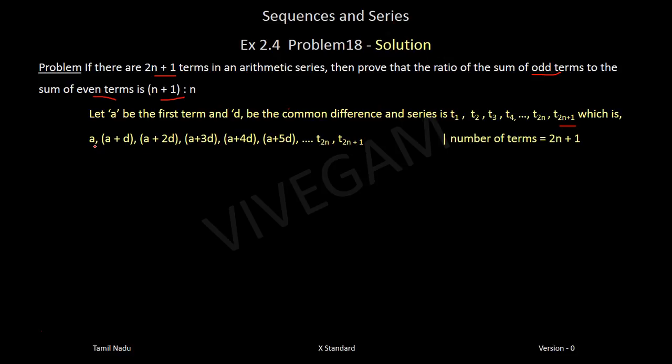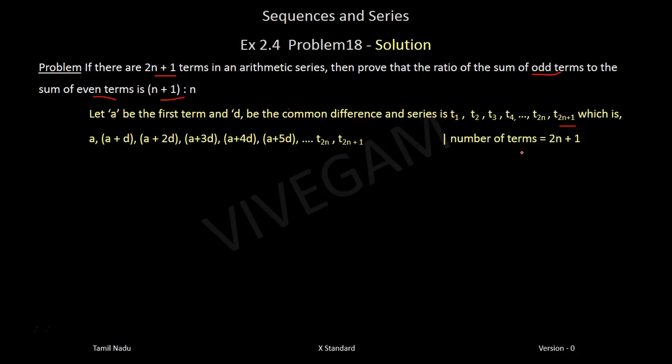Because in an arithmetic progression, the difference between any two consecutive terms is D, so we have to keep on adding D to the previous term. That is our thing. First term, second term, third term, fourth term, fifth term, sixth term. Then the last term is T2n plus 1 and the last but one is T2n. Now the total number of terms is 2n plus 1.